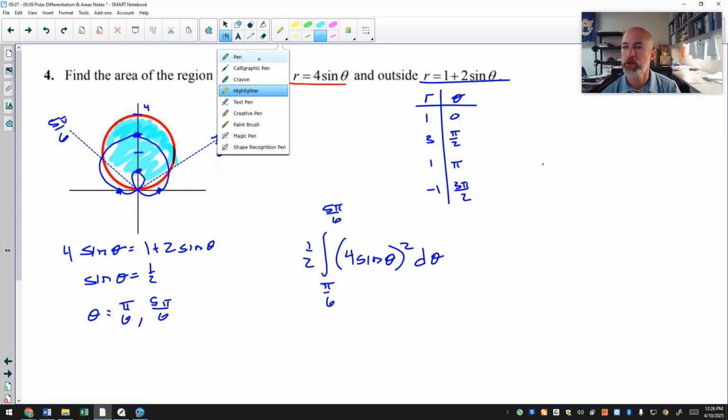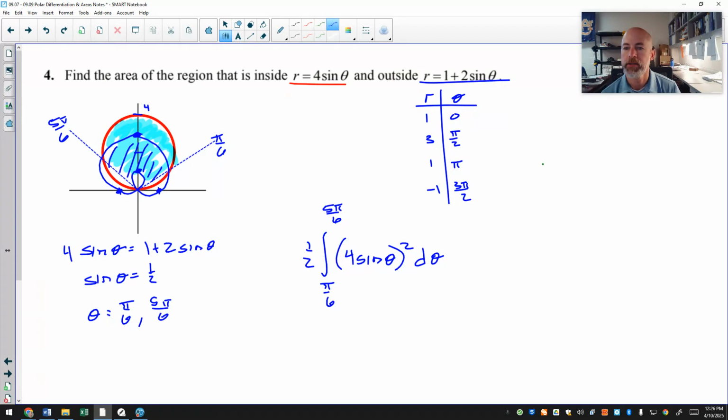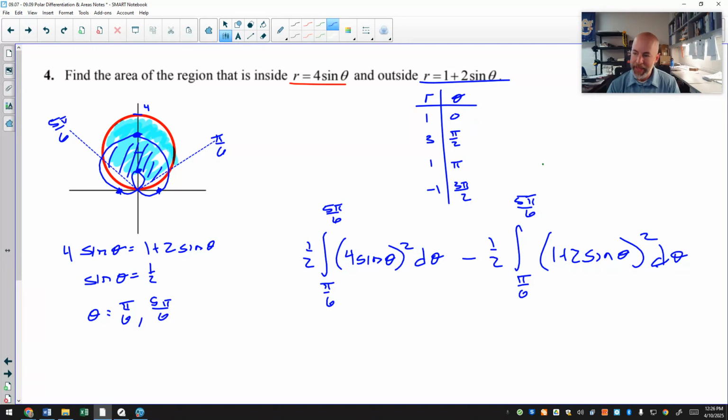Then we need to take away everything that is inside the limaçon. So I need to now subtract all of this, which would be the area from pi over 6 to 5 pi over 6 of 1 plus 2 sine theta squared d theta, and there we have it. Now that can be combined into a single antiderivative because we have the same limits of integration, the same coefficient of 1/2. So it could be half of the integral of 4 sine theta squared minus 1 plus 2 sine theta squared. You can separate it like this, doesn't matter.